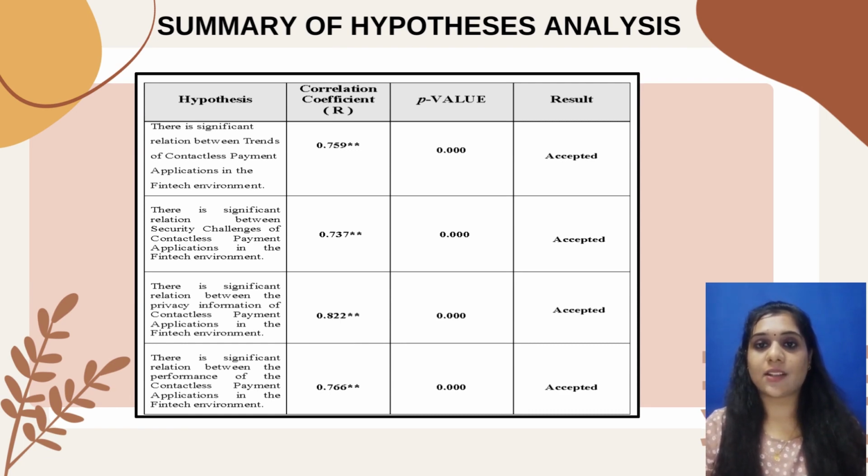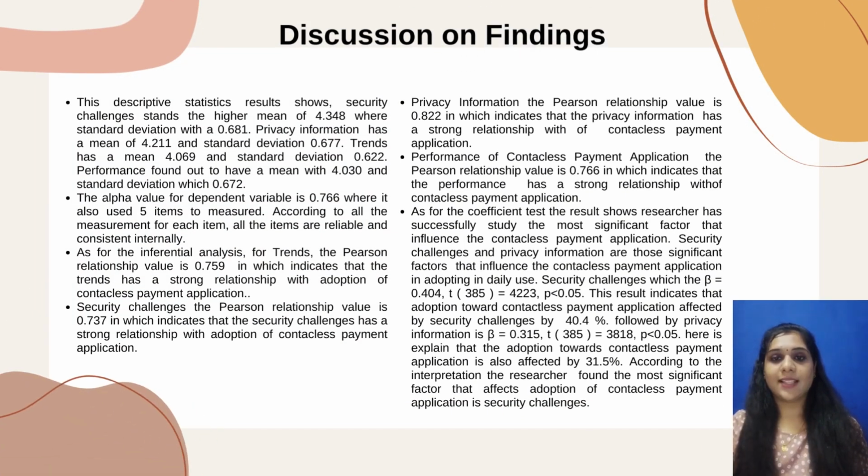Summary of hypothesis. This table indicates all the hypotheses are significant and acceptable. Discussion and findings. This result indicates the adoption of contactless payment application is affected by security challenges by 40.4%, followed by privacy information, which affects it by 31.5%. According to the interpretation, the researcher found the most significant factor that affects adoption of contactless payment application is security challenges.